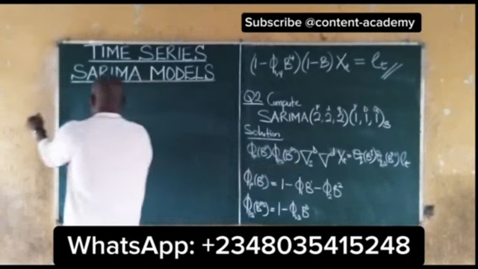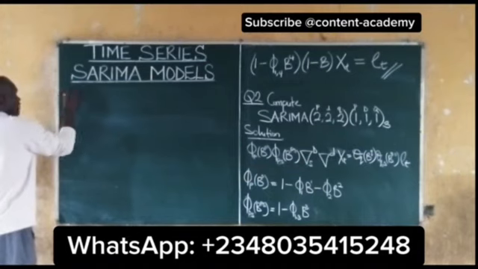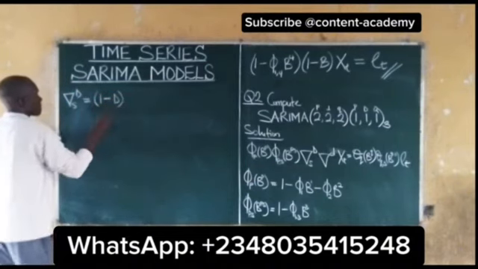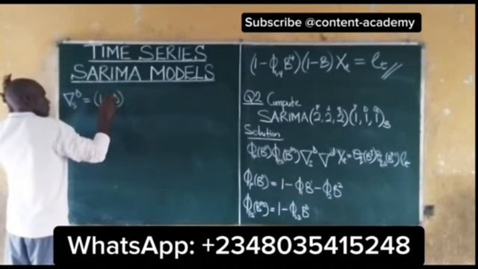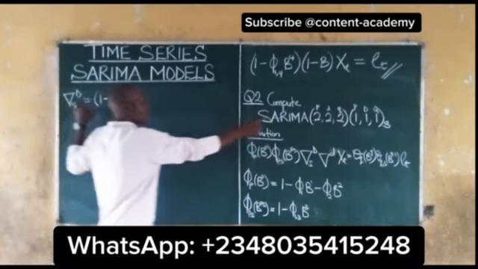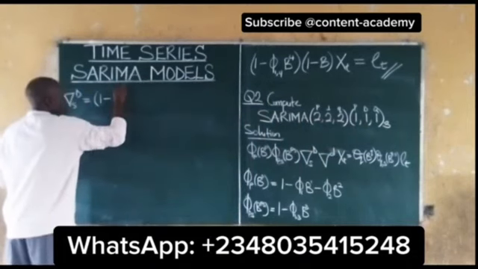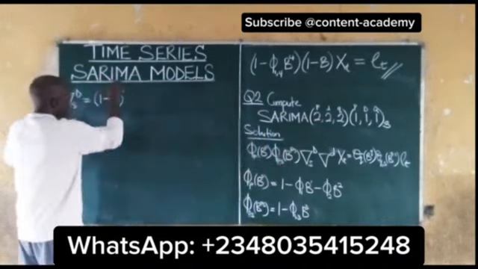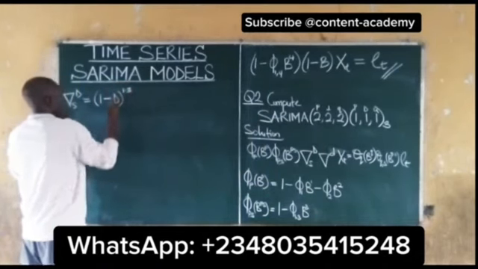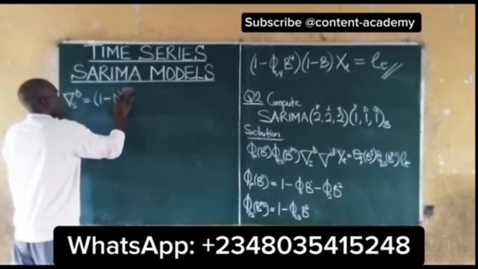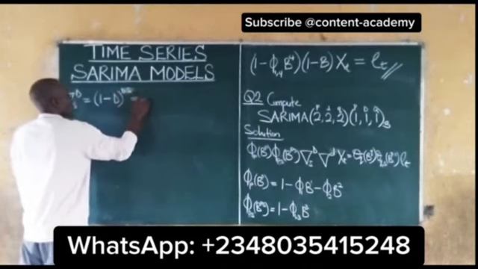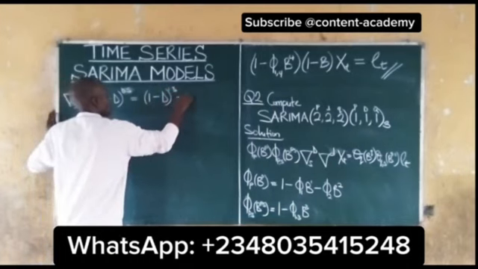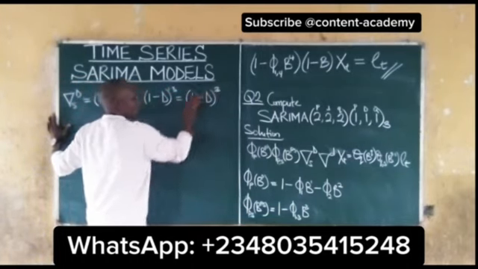Now, we have our seasonal part, our differencing part D^S, which is 1 minus B. Our D here is 1, also our S here is 3. So it is written as 1 minus B multiplied by S, which is 1 minus B 1 multiplied by 3, which is 1 minus B raised to the power of 3.